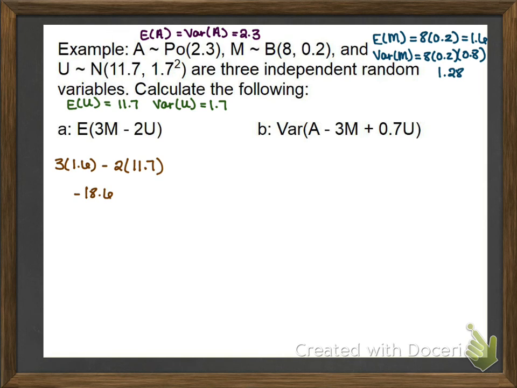So for our variance, now for this one, we have 2.3 plus 3 squared times 1.28 plus 0.7 squared times 1.7 squared. Now the reason why the 1.7 is squared is because in our normal distribution information, it specifically says 1.7 squared. That whole thing represents the variance.